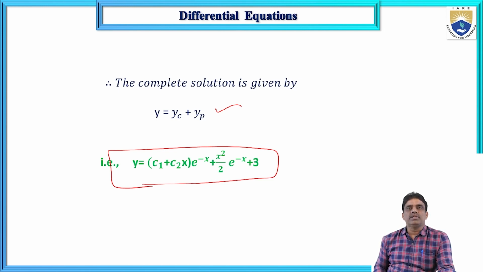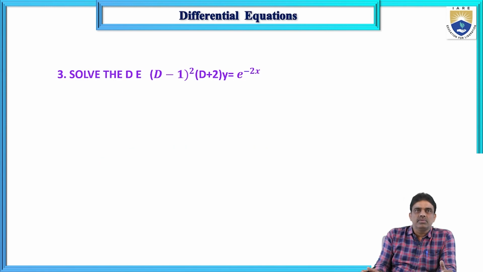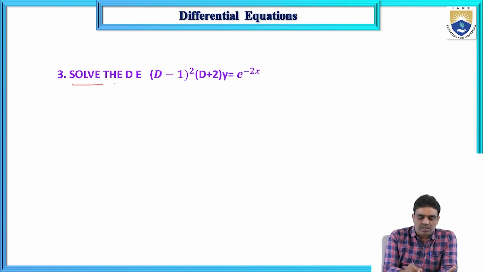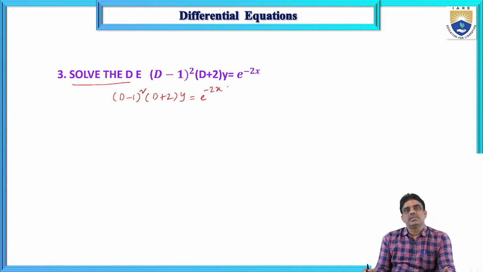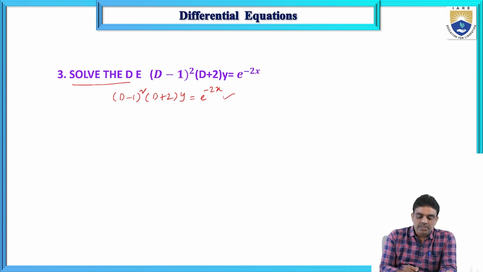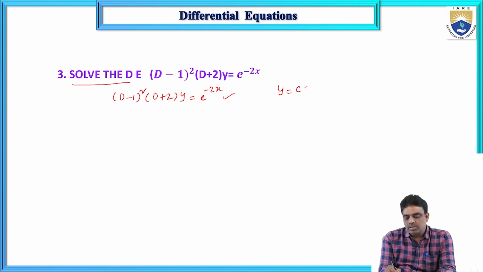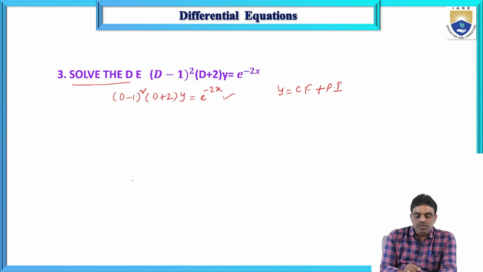So now we will solve one example. Here we have the problem: solve the differential equation d minus 1 whole square of d plus 2 of y is equal to e power minus 2x. You can observe that the right hand side is in the notation e power minus 2x. So this equation will have the solution as the complementary function plus particular integral. What is f of d here? f of d is d minus 1 whole square of d plus 2.